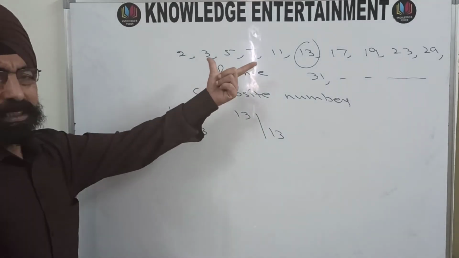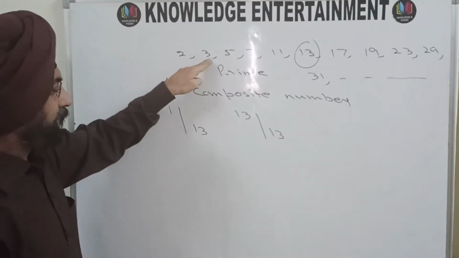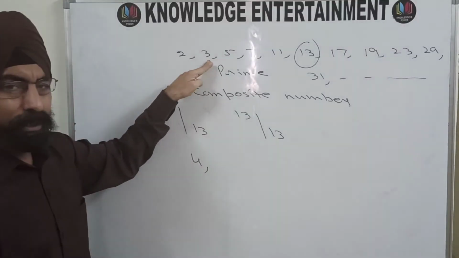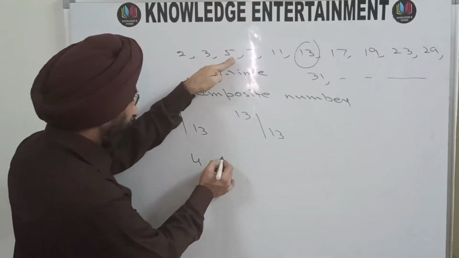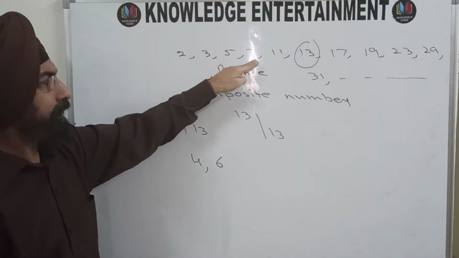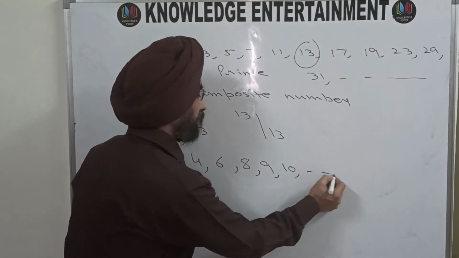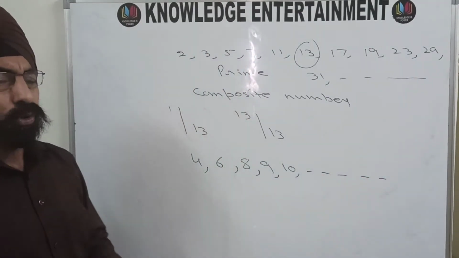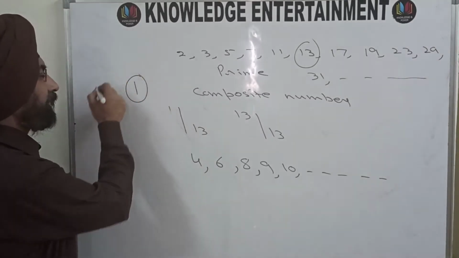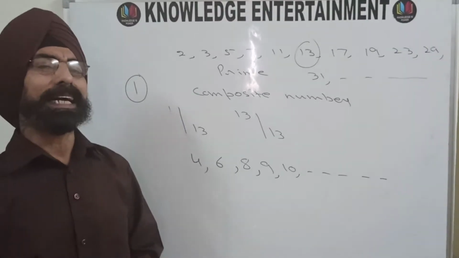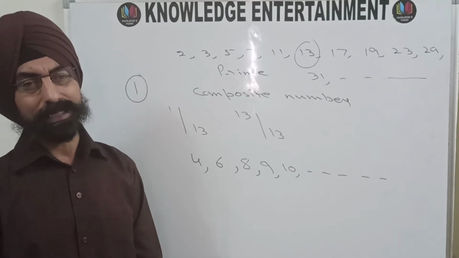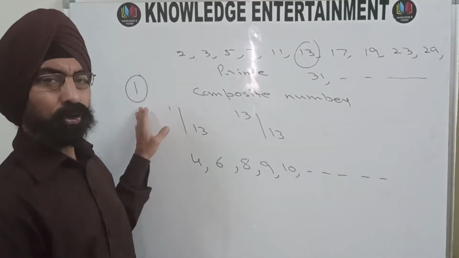So which numbers are not here? Look at 2 is here, 3 is here, 4 is not here, so 4 is composite. 5 is here, 6 is not here, so 6 is composite. 7 is here, 8, 9, 10 are composite, and so on. One thing to be noted is that 1 is considered to be neither prime nor composite.